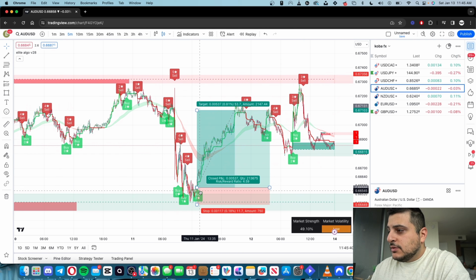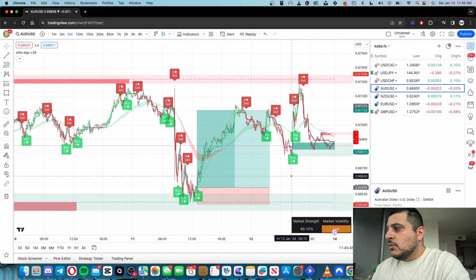So that's pretty much it, guys. We took this trade. It would hit our take profit right here at 53 pips. And that's exactly what happened with this trade. That's how we made money on this trade.